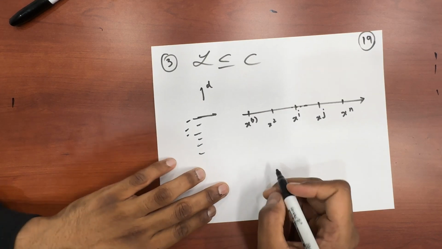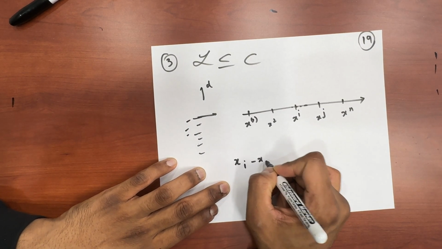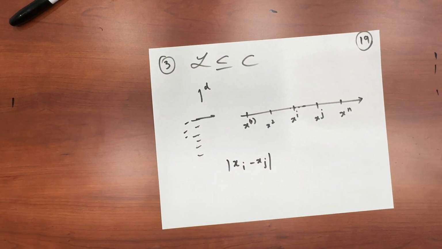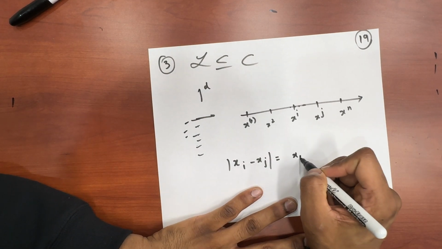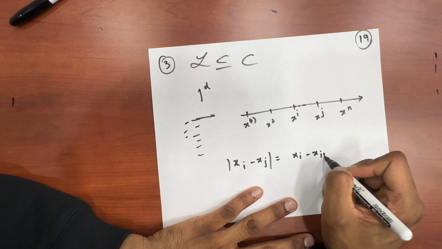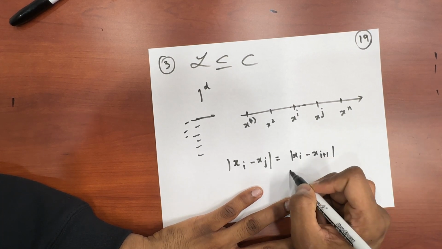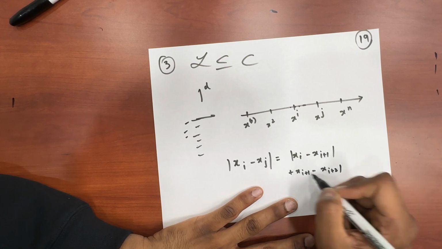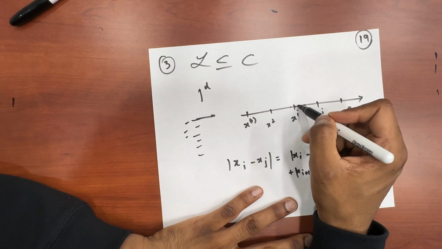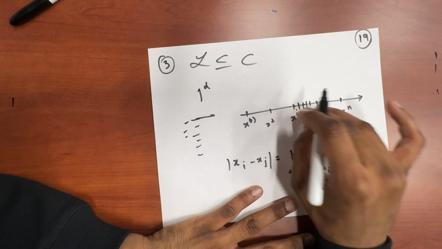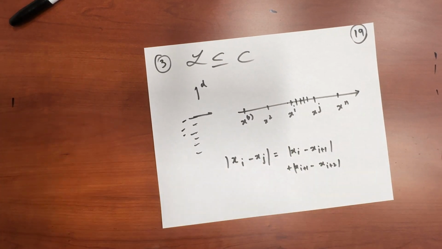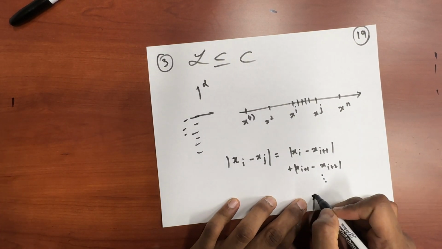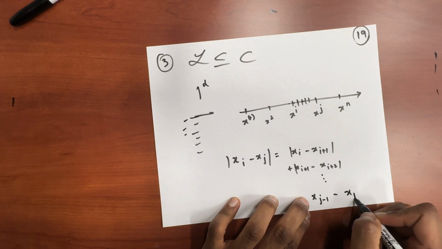Now, xi minus xj, the modulus of this, I can write as xi minus xi plus 1 plus xi plus 1 minus xi plus 2. Basically just splitting it into different intervals between i and j, right? And so on up till xj minus 1 minus xj.